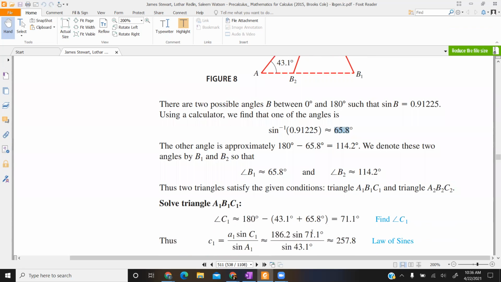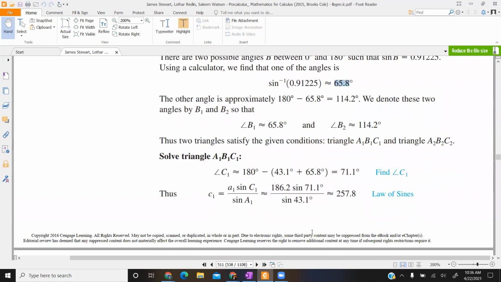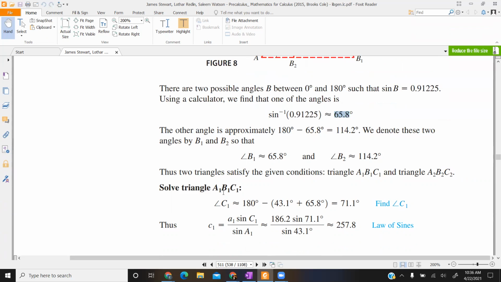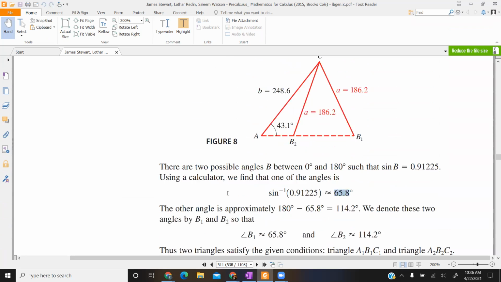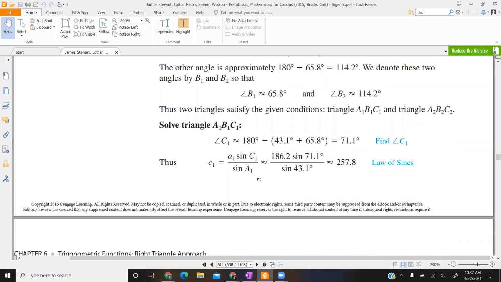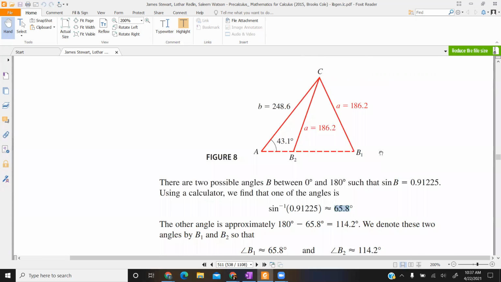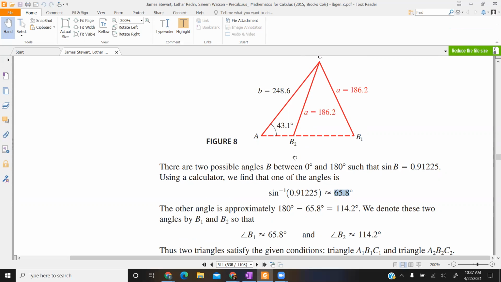So you have these two triangles, and you go through the same procedure as we have been going through. You use that fact about the sum of the three angles being 180 degrees. So you have these two subcases. You have triangle A1, B1, C1, that's this big triangle. And you go through the procedure of solving for the other angles. This will give you two angles right here. C has two possible values because B has two possible values.